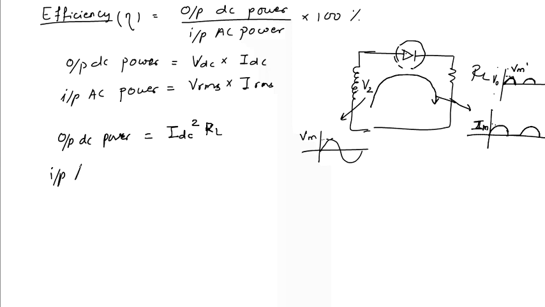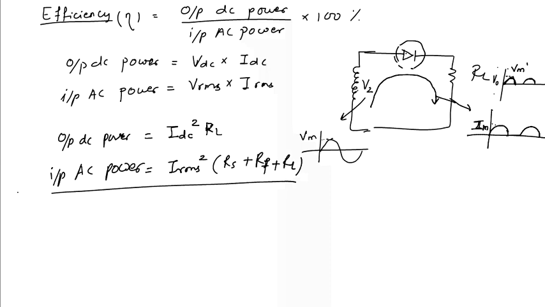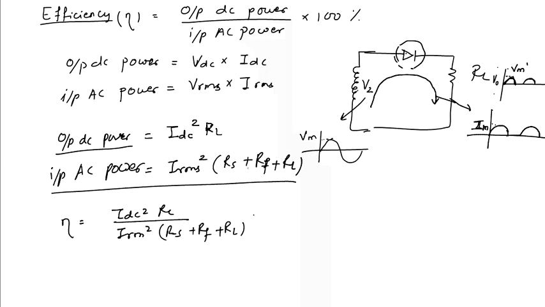So input AC power equal to I RMS square into RS, the winding resistance, RF, the forward resistance of diode, plus RL, the load resistance. This is the total power supplied to the circuit, and output is obtained only across the load. Now the efficiency will be equal to IDC square into RL divided by IRMS square into RS plus RF plus RL into 100%.